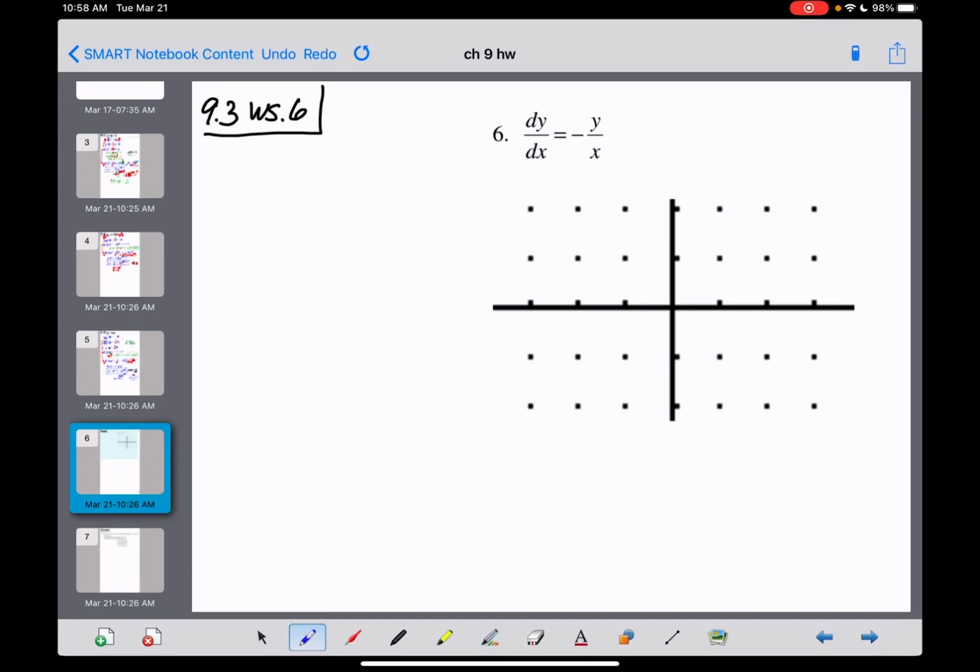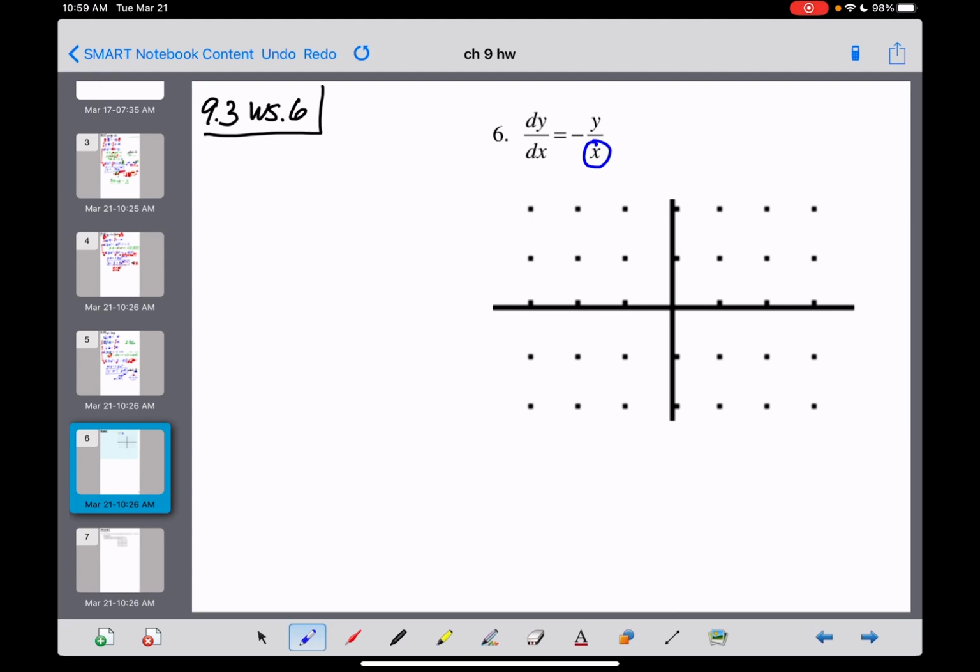Okay, problem number 6 on this worksheet is asking you to draw a slope field at, I believe, 35 points here. It looks like a 5 by 7 grid for this differential equation, the opposite of y over x. First thing I would do to try to save some time is to think about anywhere that this might be undefined, which would happen when x is equal to 0.